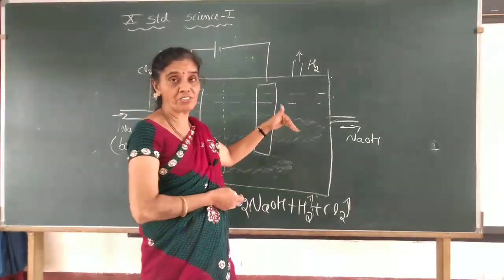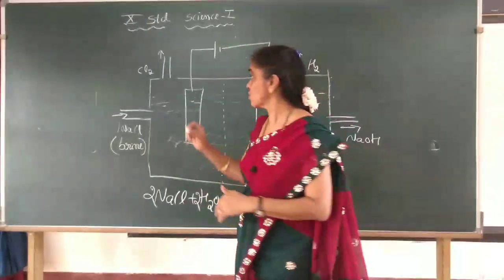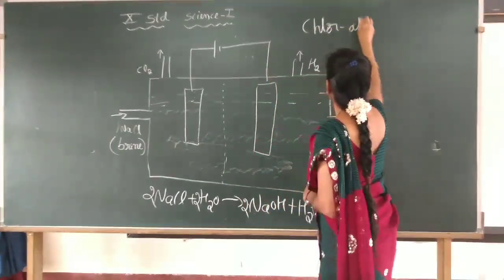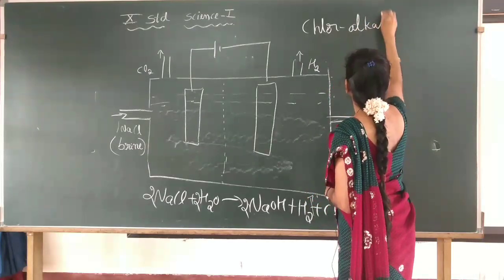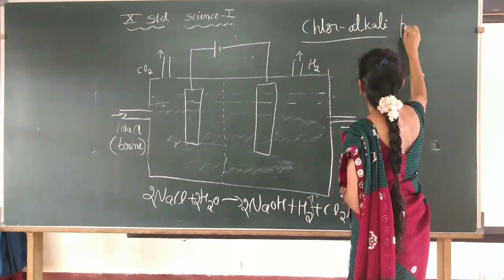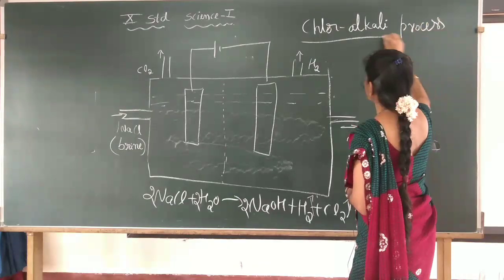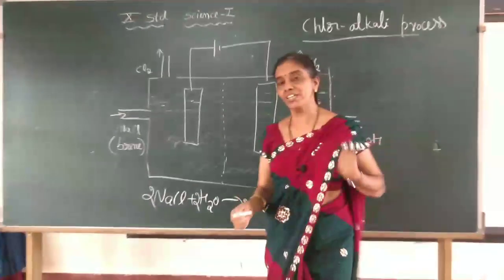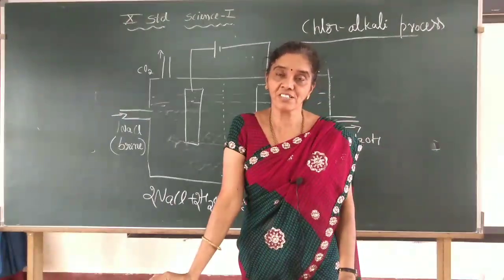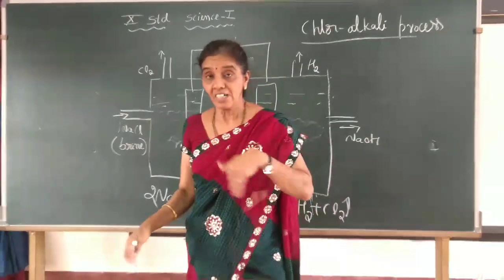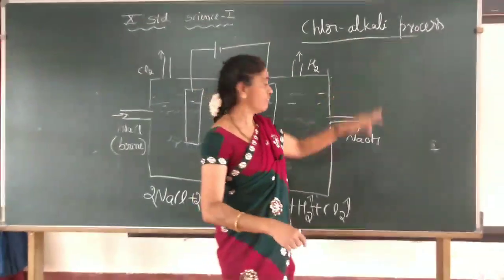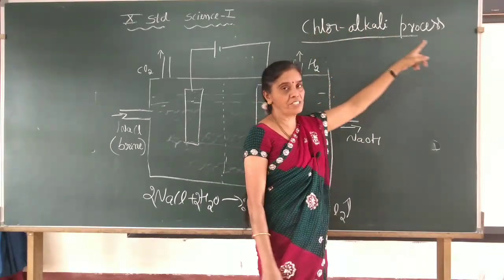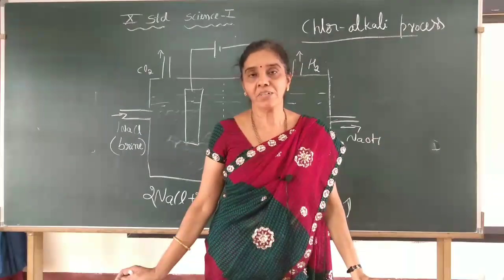By that we produce various things, and this process is called the chlor-alkali process, because in this process chlorine is liberated, and alkali means bases like sodium hydroxide and potassium hydroxide, which dissolve completely in water. Here we produce sodium hydroxide, right? So it is called the chlor-alkali process, and it is a very important process.